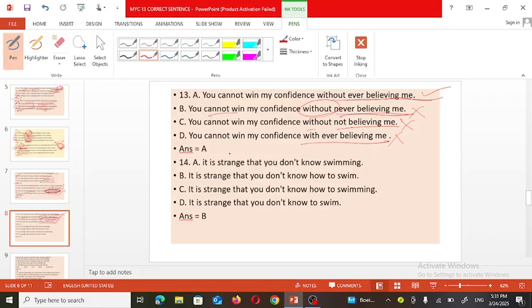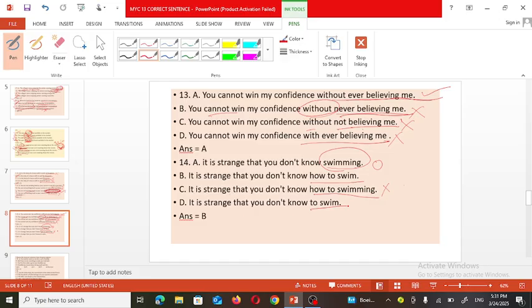When we want to judge the sentence, we must try to understand the meaning of the sentence. It is strange that you don't know swimming. Okay, so here what you don't know is swimming, so that is the object. It is strange that you don't know how to swim. And it is strange that you don't know how to swimming? Along with to, a verb must be there. To plus verb, that is infinitive.